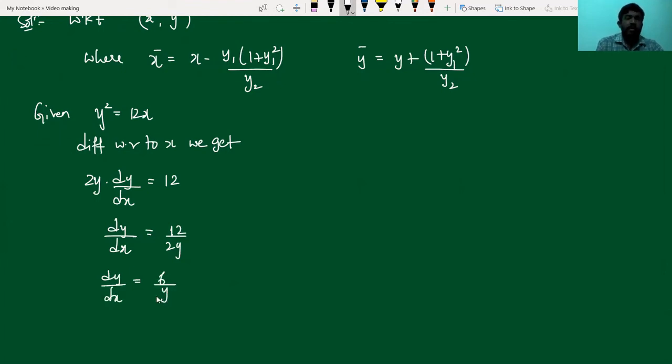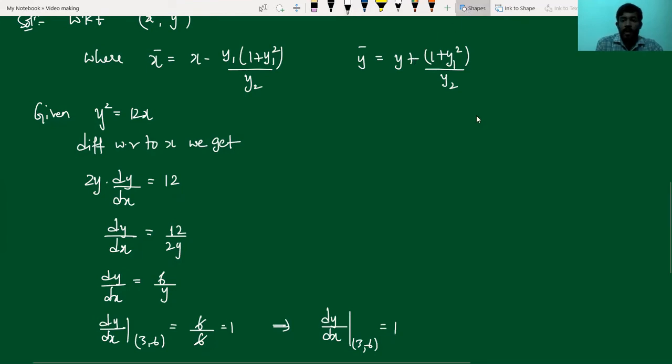That is, dy by dx equal to 6 divided by y. Since the point given is (3, 6), I substitute the point in the first order derivative dy by dx. That is 6 divided by the value of y, which is 6. 6 and 6 cancel, the value is 1, which implies the first order derivative dy by dx at the given point (3, 6) is equal to 1.